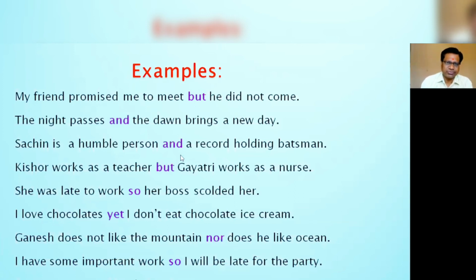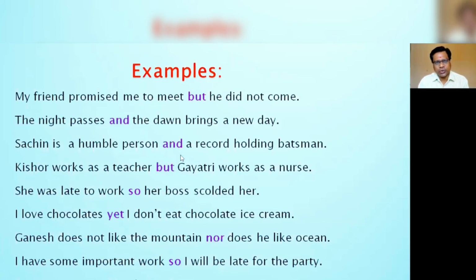Another sentence. She was late to work, so her boss scolded her. Two independent clauses are brought together. She was late to work, right? She is the third person singular number. She got late to work. Since she was late to work, of course, the boss will scold. So what happened? Second independent clause is her boss is the subject, scolded is the verb, her is the object.